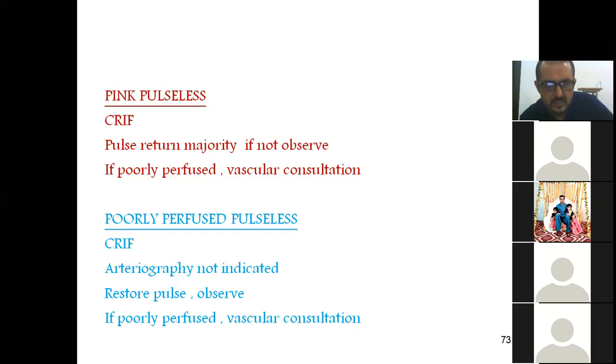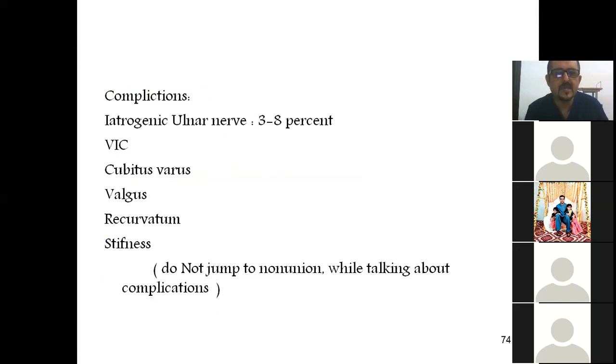So you can reduce this in the ER and decide whether you need to refer it to the vascular surgeon or not. So the complication: iatrogenic ulnar nerve injury, 3 to 8%. We have never explored an iatrogenic ulnar nerve injury. Most of them are neuropraxias.